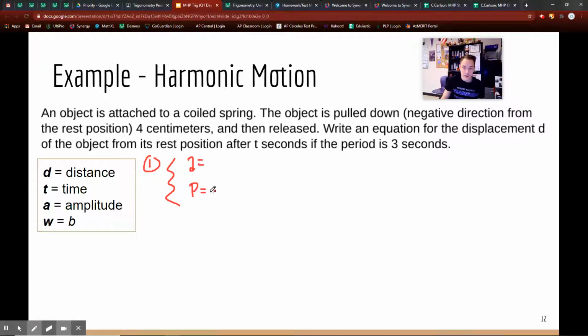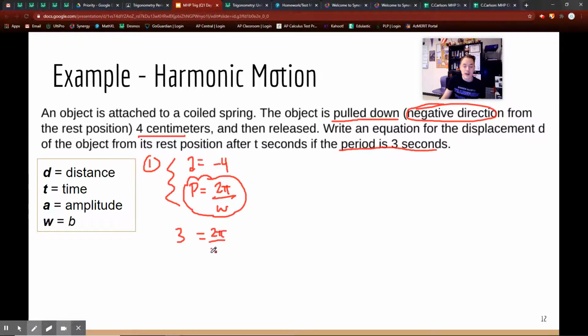Okay, so the first thing I always want to do is find my a value. So it says the attached object on a coil string is pulled down in the negative direction 4 centimeters. Okay, so that means it's negative 4. All right, just like before. This is still 2 pi all over omega. So that means I need to find what my period is. If the period is 3 seconds, awesome. So it tells me that 3 seconds. So that means 2 pi all over omega. I multiply by omega, divide by 3. So omega equals 2 pi all over 3. So this is my b value, my omega value.